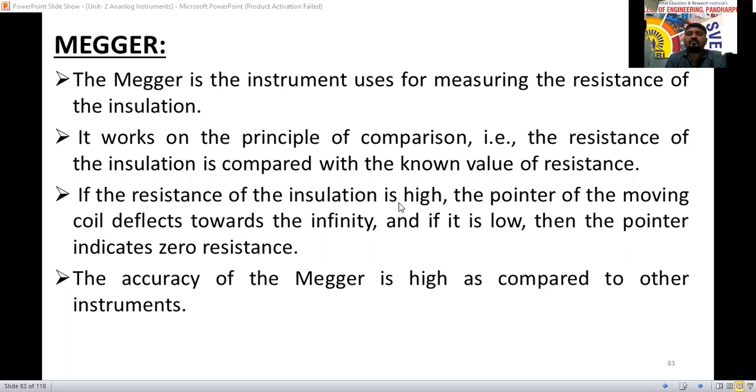And it works on the principle of comparison here. That is nothing but the resistance of the insulation is compared with the known value of resistance. We are going to use some known value, and that resistance value is going to be compared over there. We know how much the resistance of plastic will be, already in the laboratory. While designing and manufacturing a conductor, they know how much current it can carry. After that, what will happen when the temperature increases? Everything is going to count on that here.